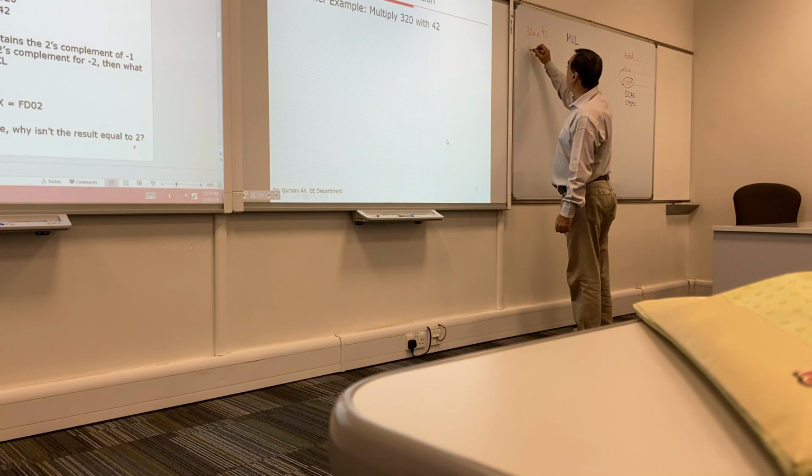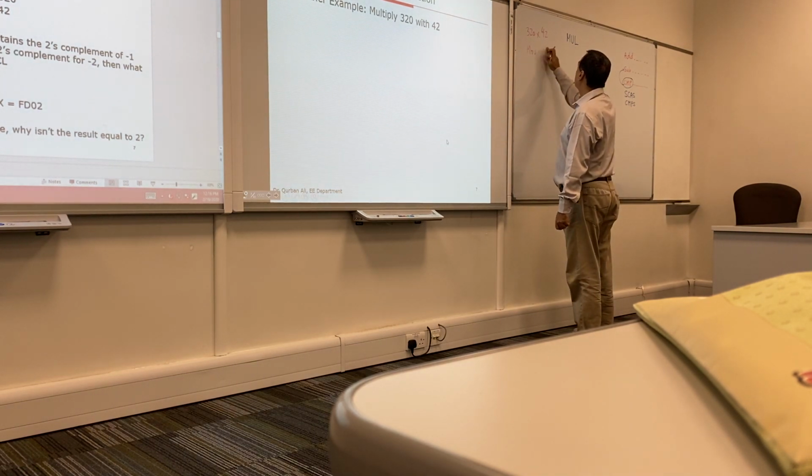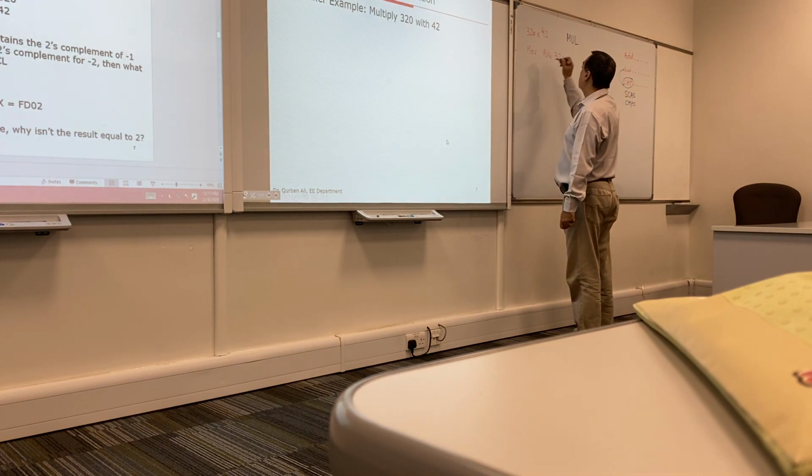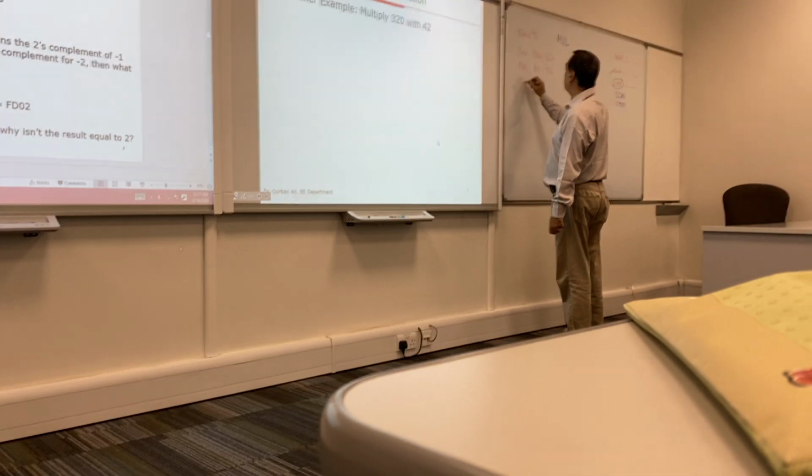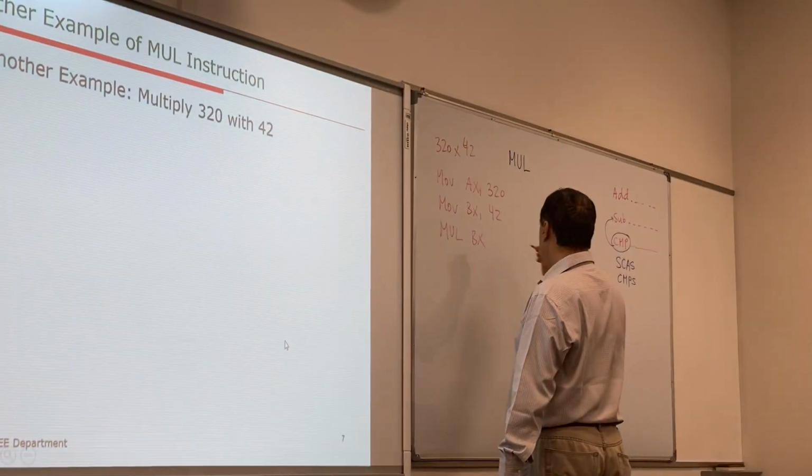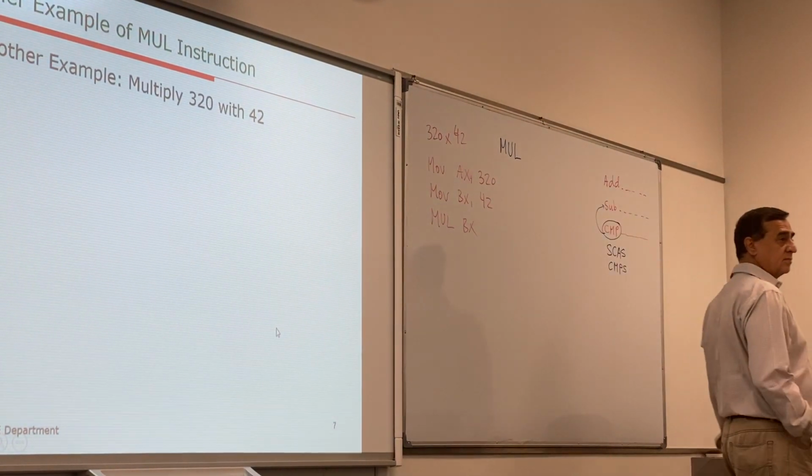So let's say I move 320 to AX, and then I move 42 to BX. Then I say mul BX. Job done.